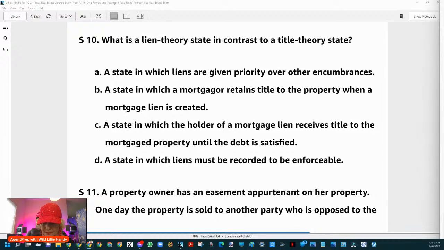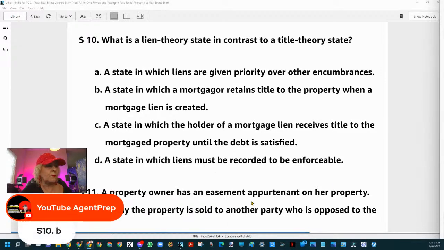So I typed the wrong answer, reading the right answer? So S10B. A doesn't apply. What did somebody else answer? A doesn't apply because it said they have priority over other encumbrances. No, other encumbrances could be liens or something overlapping onto their property. What did someone else answer? Nope, that was it. Okay, A or B. All right, number 11.